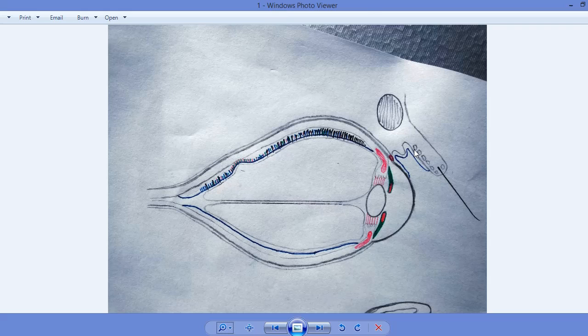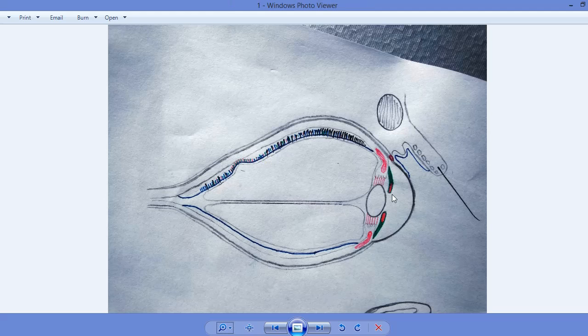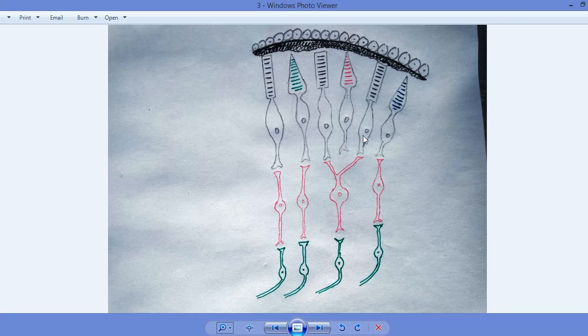So normally what happens during the vision process, the light or the reflection of the image will fall on this cornea. From this cornea it will travel to the retina. When the reflection falls on the retina, that will come from this side, and that will go all the way towards the rods and cones. That will go towards rods and cones.